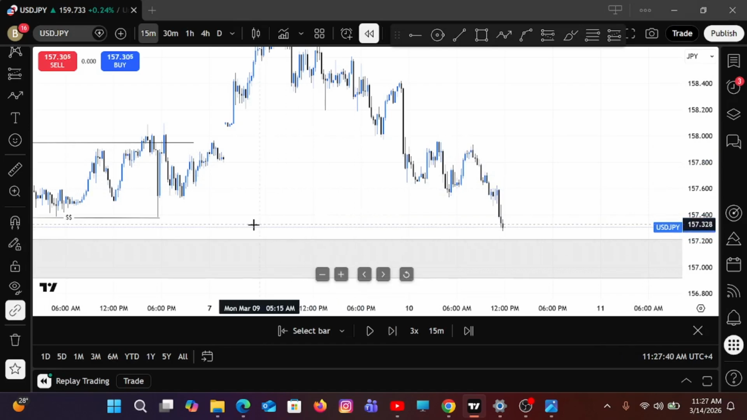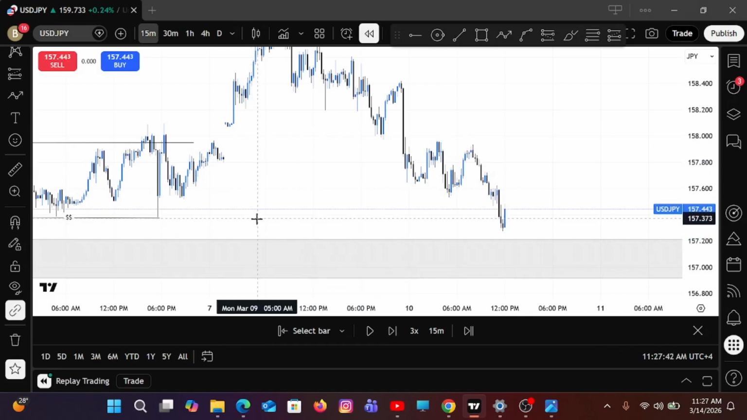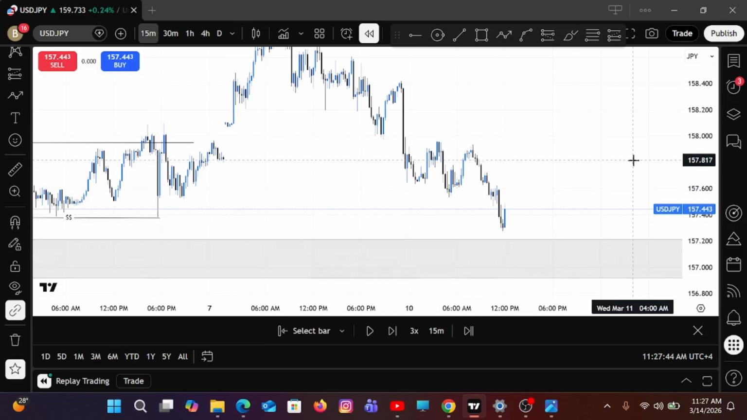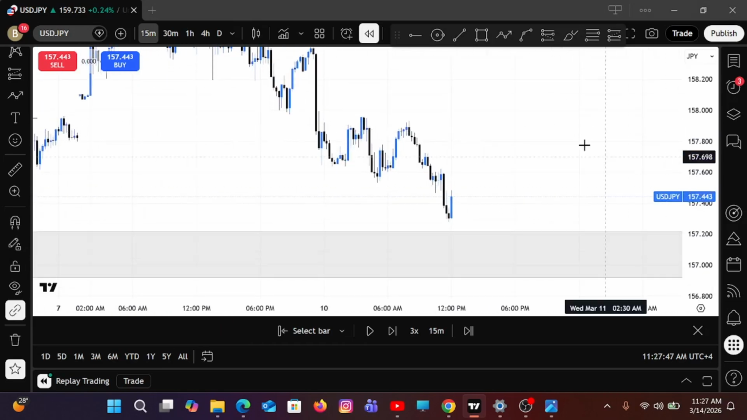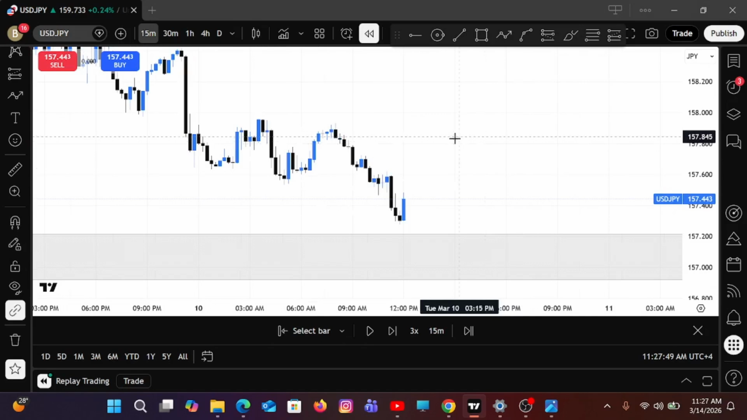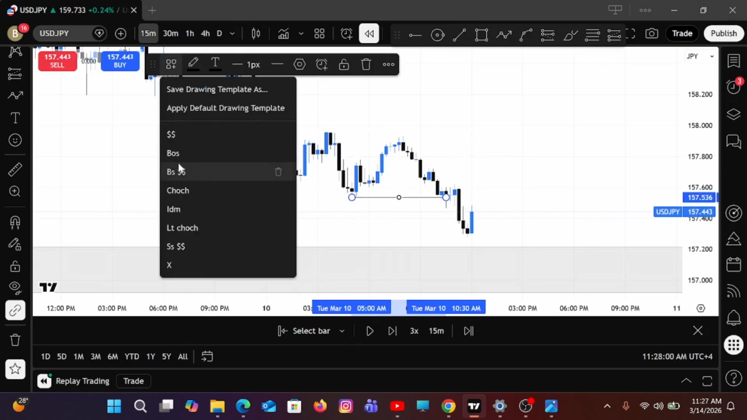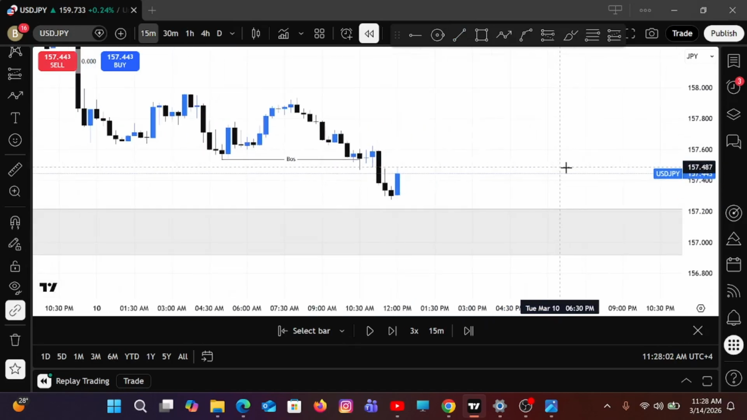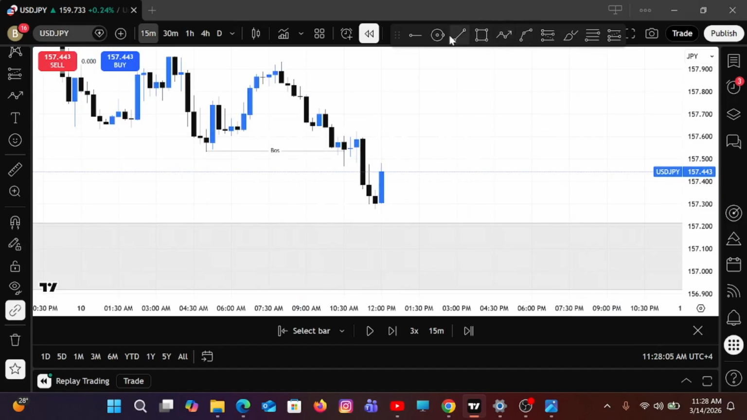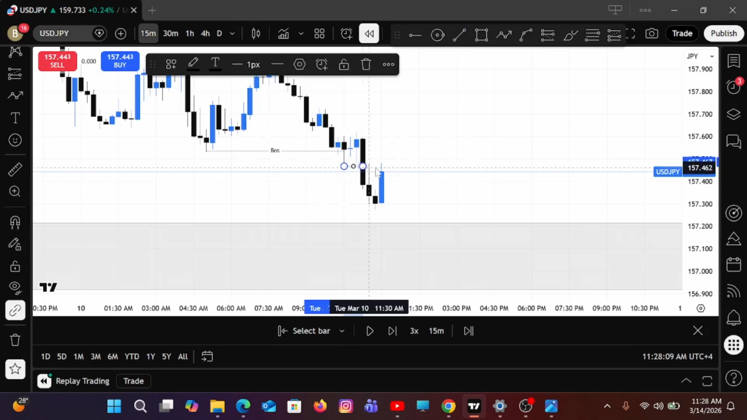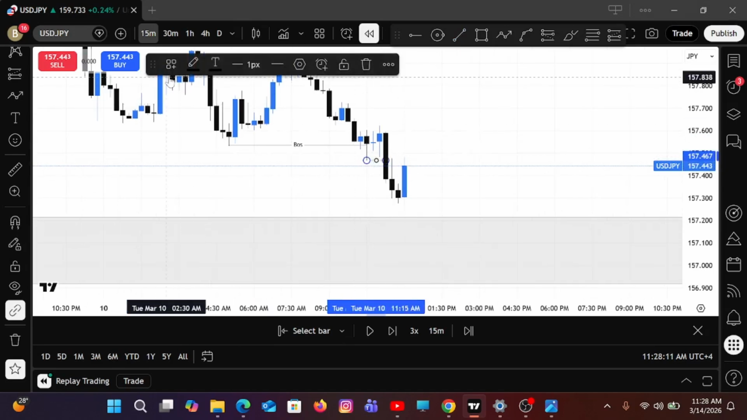And eventually this liquidity down here has been swept. So what I need to do now is to mark the recent market structure on the 15-minute time frame. This is a break of structure, and this is also another break of structure to the downside. Though this one is tiny, it has to be considered.